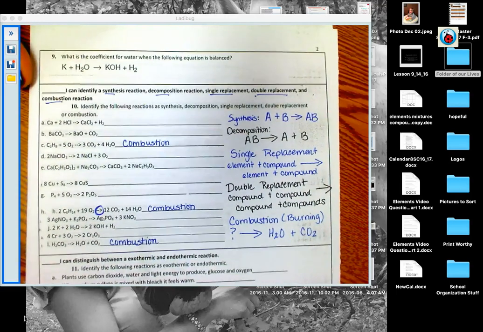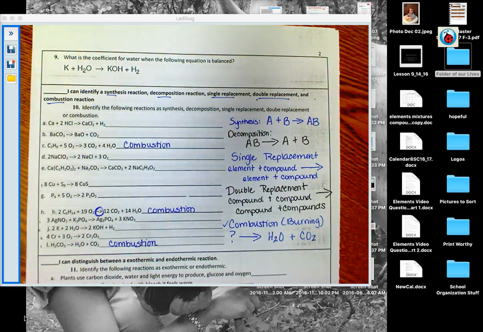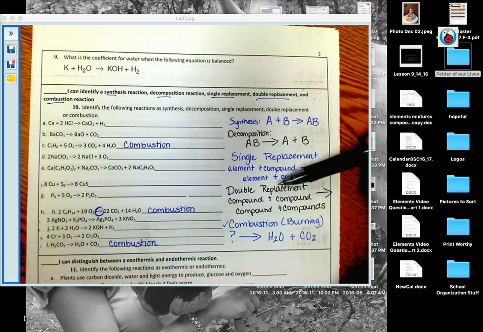Okay, so if you look at your list and you check everything off, then if we started with combustion, we found all of the formulas that are representative of combustion. So now I like to go all the way back up to the top and work our way down. Let's work with synthesis, then decomposition, then single replacement, double replacement.